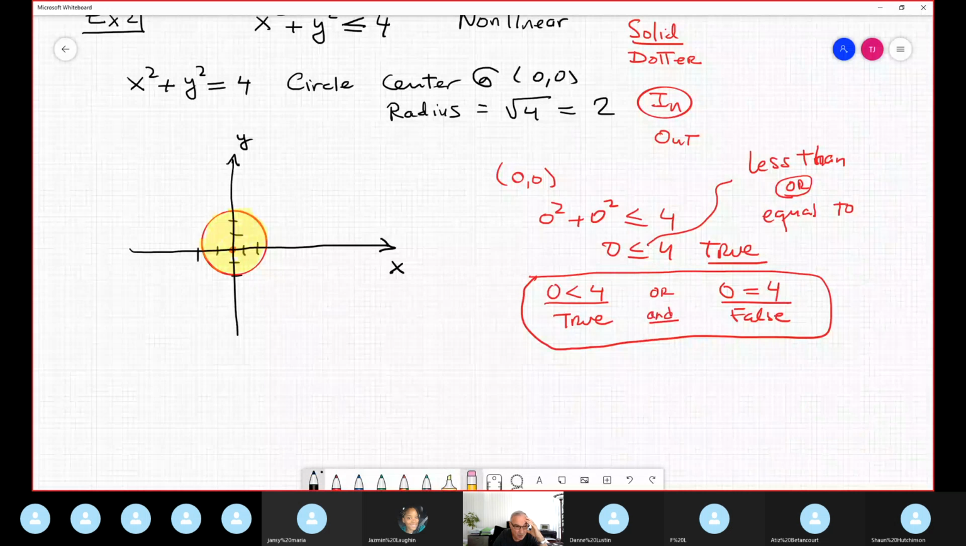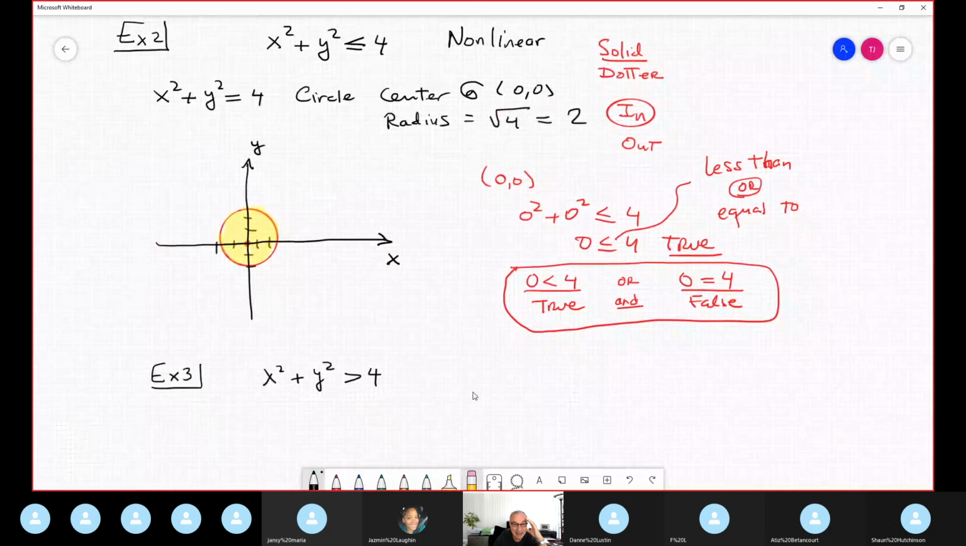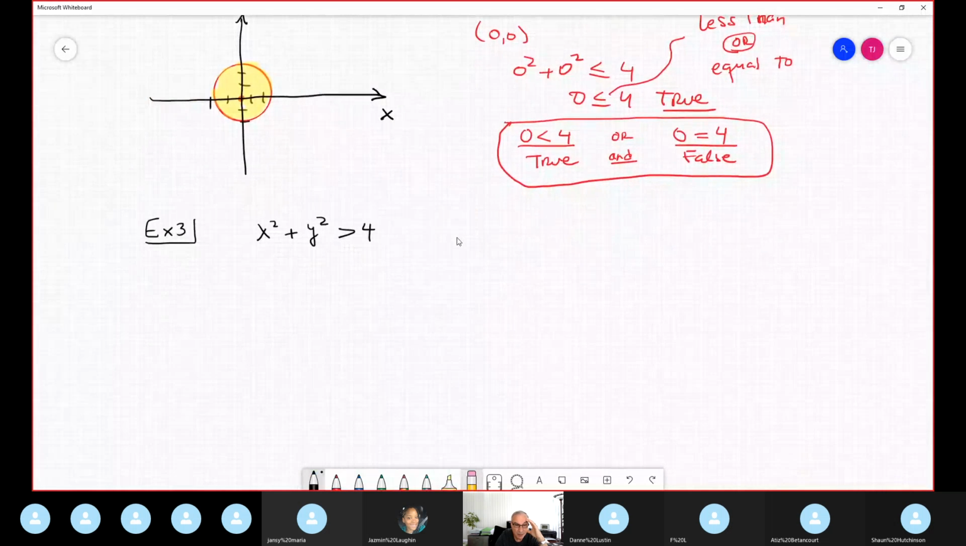Complementary to example 2, I have example 3. Okay, example 3 is exactly the same, but I changed something now. I changed it to greater than 4. Wow, it's the same, no? It's the same. No, it's not the same. It's different, right? It's exactly the opposite. The complementary part is, I suppose, totally outside the circle, and it does not include the boundary that separates both regions.